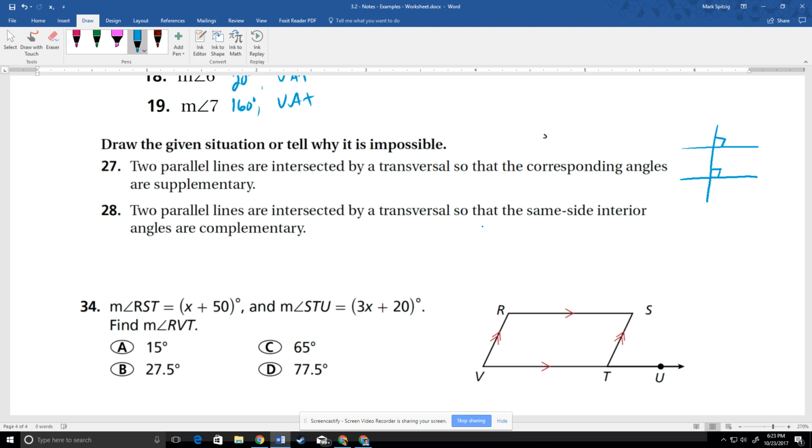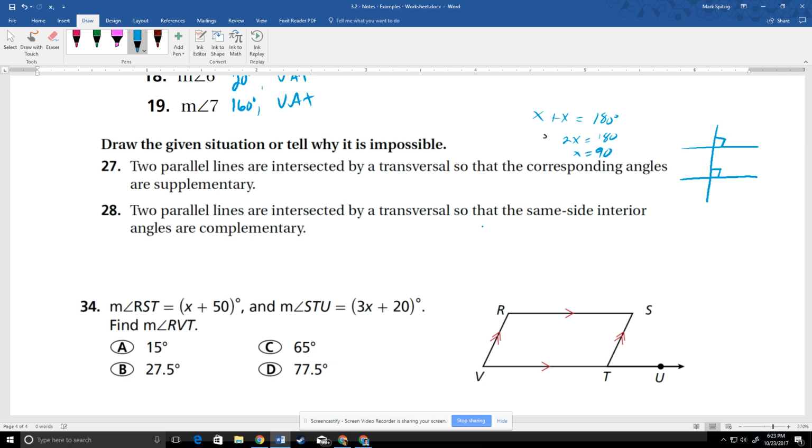Because they're congruent and they add to 180, it's like two things that are congruent that add up to 180. Well, they each would have to be 90. So the only way that this would work would be if they were 90. So that's that situation right there. Okay, they're corresponding angles and they happen to be supplementary, but that's the only situation that happens in.